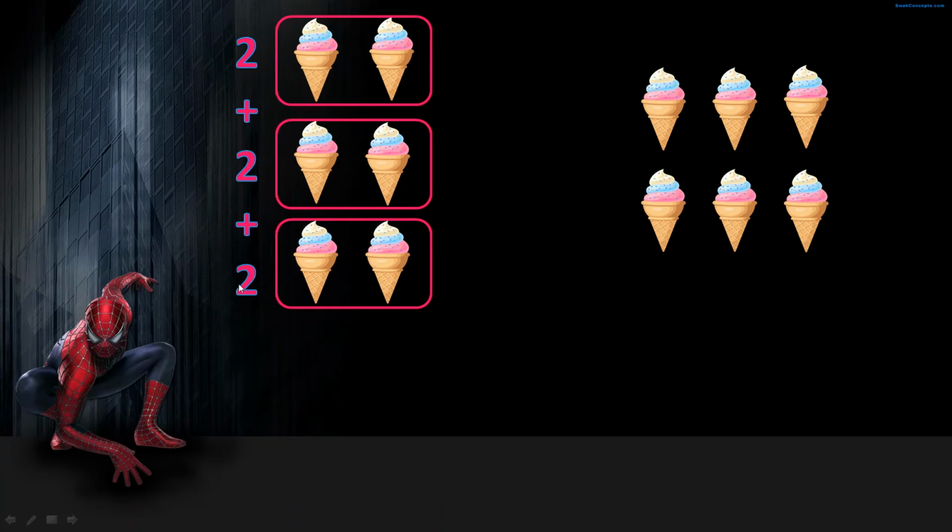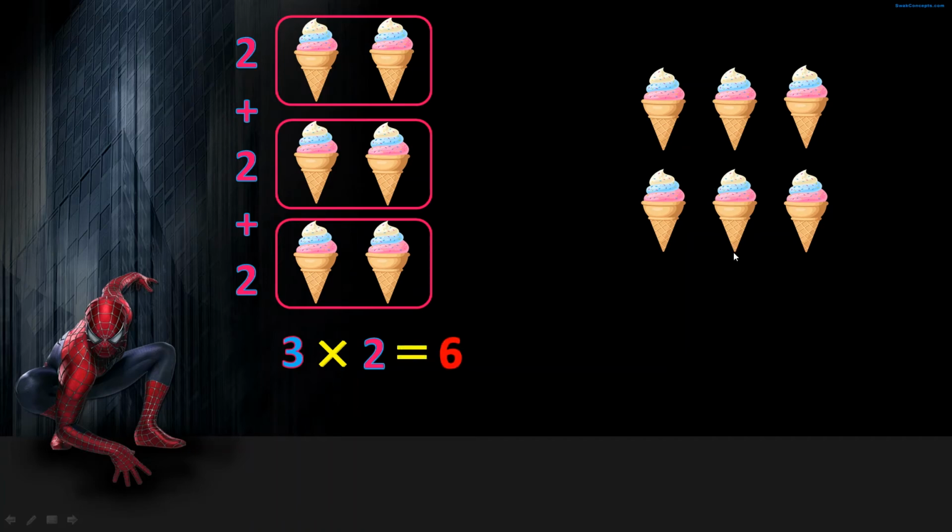I will form the multiplication equation by asking myself 2 questions. What's the repeated number? How many times did I repeat it? Actually, I repeated number 2 three times. So it's going to be 3 by 2 equals 6.